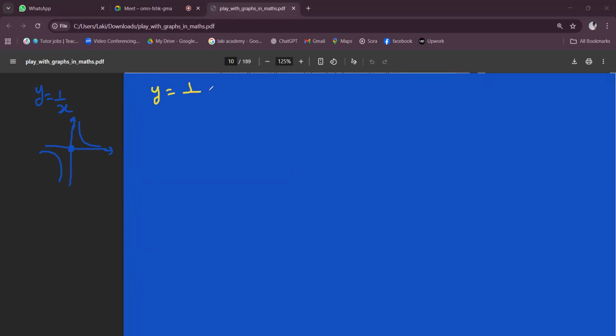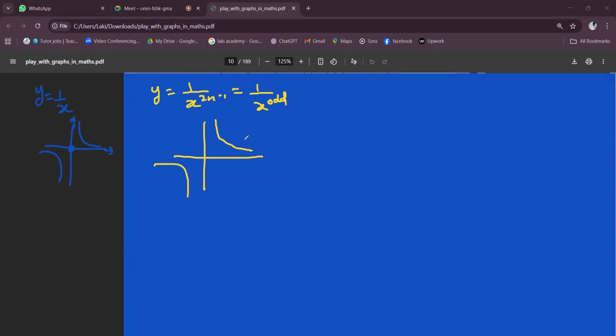So in general, you can write if y is equal to 1 upon x raised to 2n minus 1, or you can say x raised to an odd power is there, the graph will look like this. So the only difference is what? Whenever the power of x increases, it bends toward the y-axis.